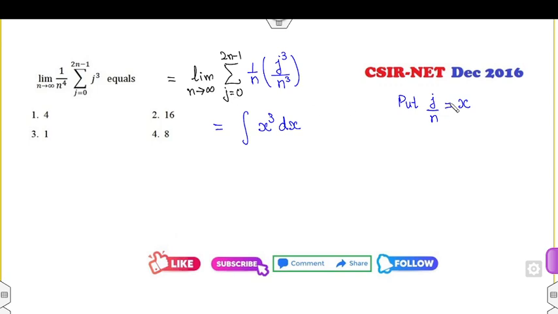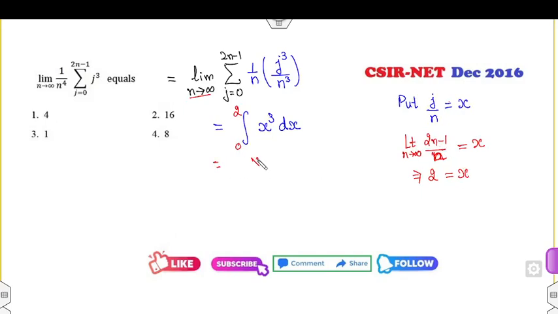What is the limit? When j is equal to 0, x will be 0. When j is equal to 2n minus 1, then take limit n approaches infinity. What is the limit of this? It comes to be 2. So the upper limit is my 2. That is the limit of x. Fine. So x will be my 2.